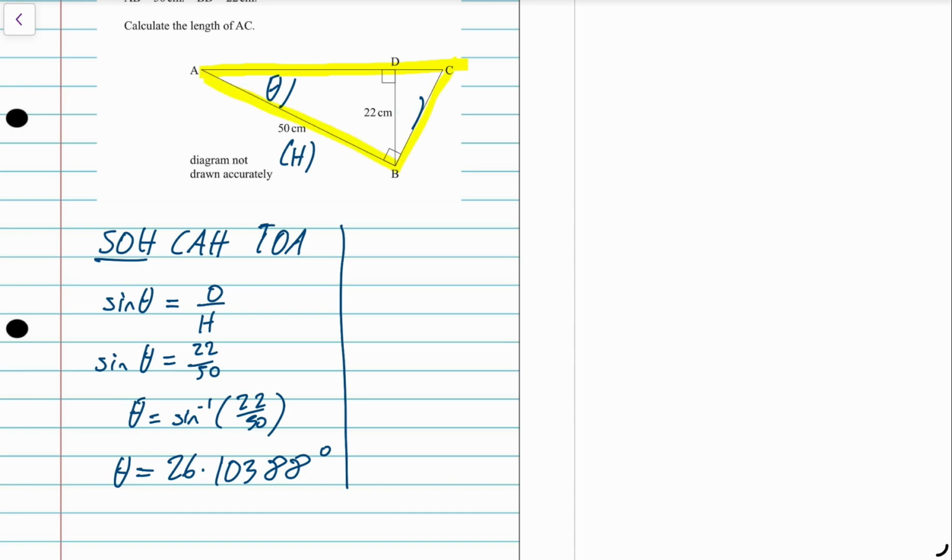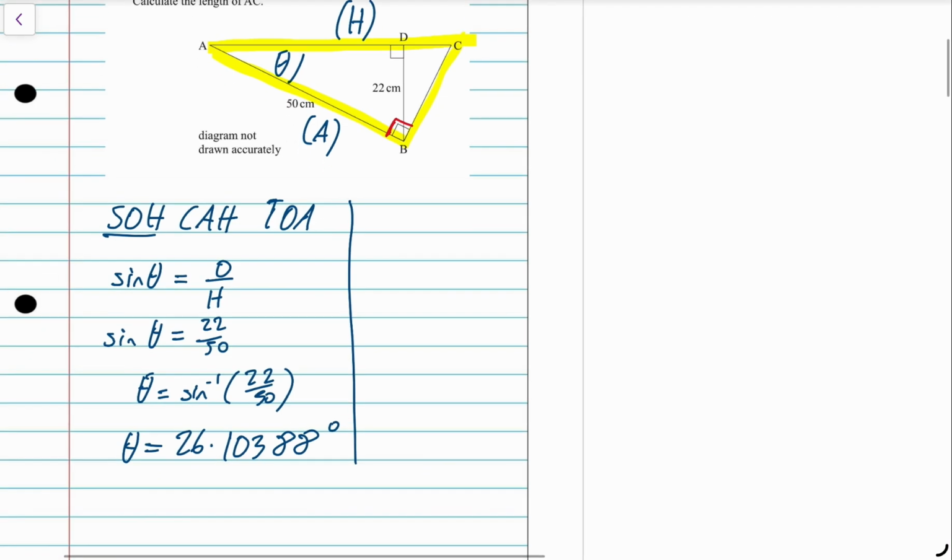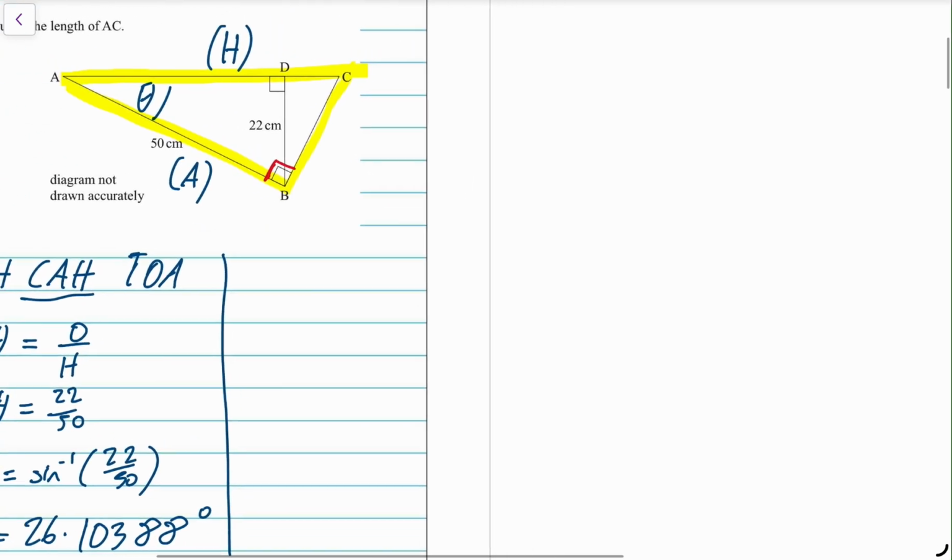So we look at the whole triangle now, and I'll get rid of this. What we want to find is AC. Our right angle is now here. So the side that we want is actually the hypotenuse, because it's opposite the right angle, and we know the 50, and the 50 is beside the angle, so it is the adjacent. So this time, we're not going to be using SOH, we're going to be using CAH, because we've got the adjacent and hypotenuse.